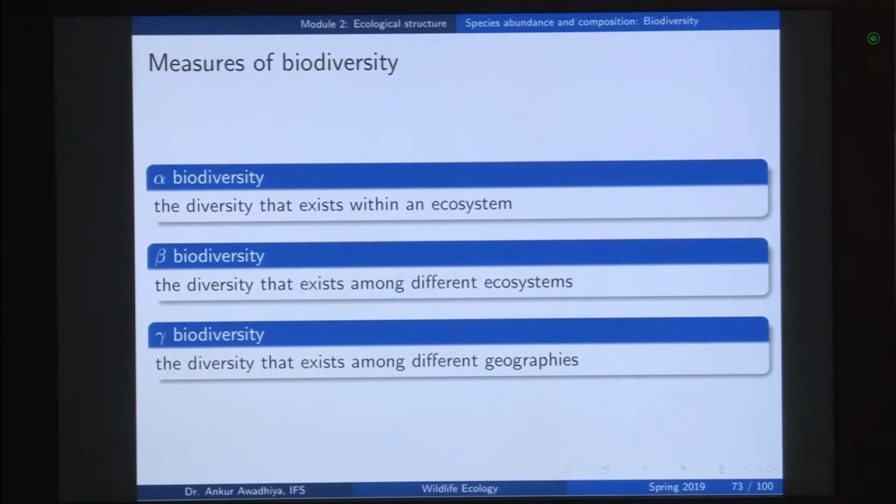And gamma biodiversity takes it even further to ask what is the diversity that exists among different geographies which are very far from each other.